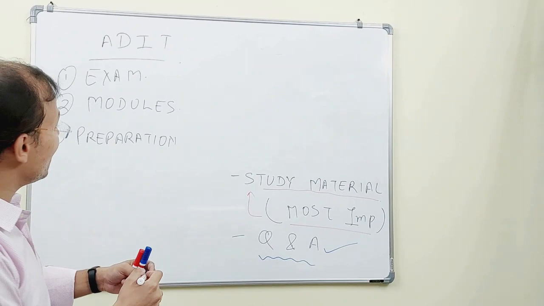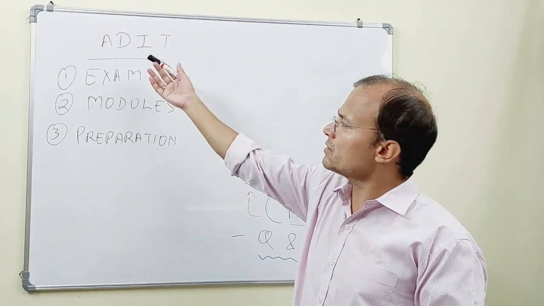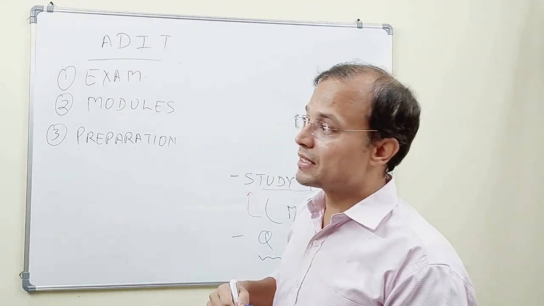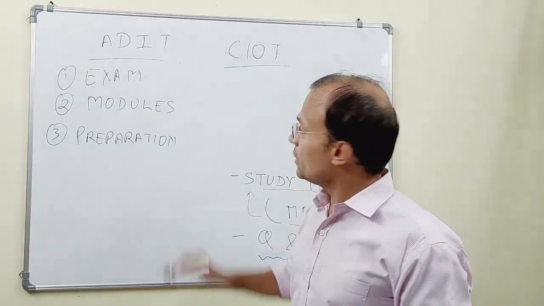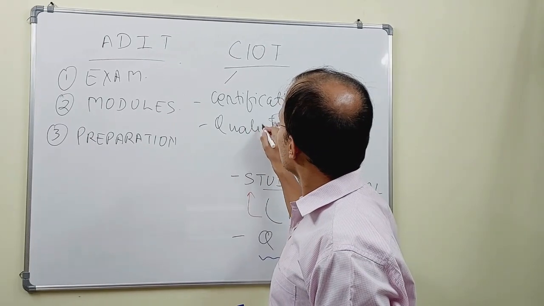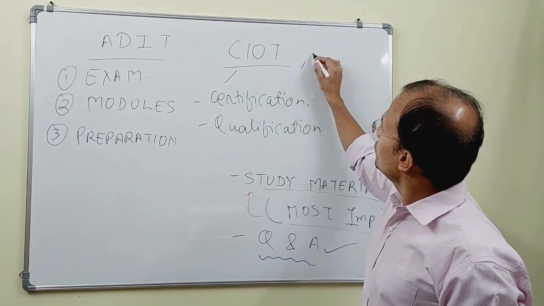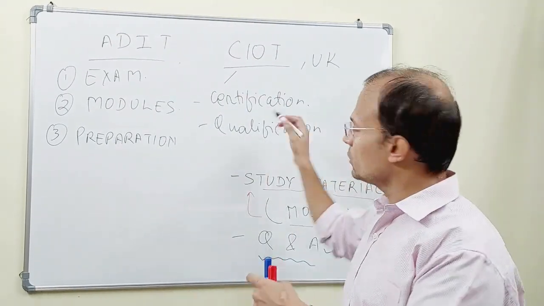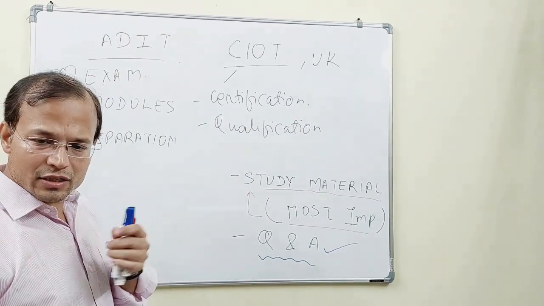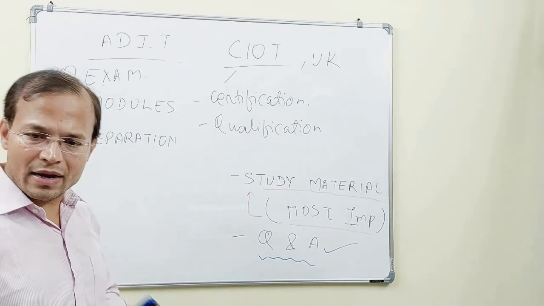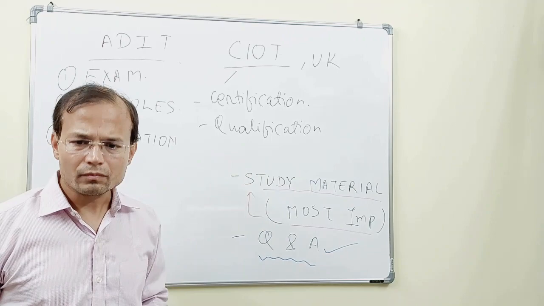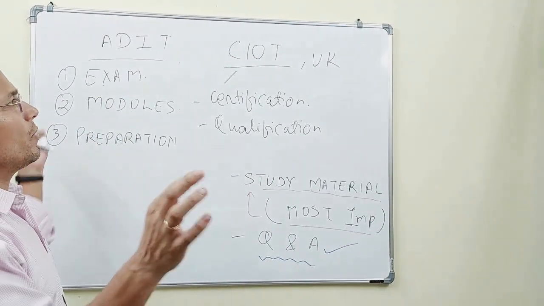Okay, so the first aspect is, what exactly is ADIT? ADIT, I'm sure all of you must be knowing, stands for Advanced Diploma in International Taxation. It is a certification, a qualification, an accreditation that is given by CIOT UK. Full form of CIOT is Chartered Institute of Taxation, United Kingdom. CIOT is a professional body based in the UK, dedicated solely to taxation. It comprises an academic board, and under their supervision this ADIT qualification, this ADIT examination has been designed. So this is a very basic level understanding of what exactly is ADIT.